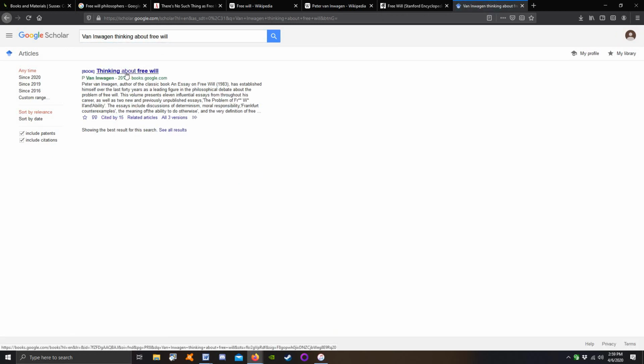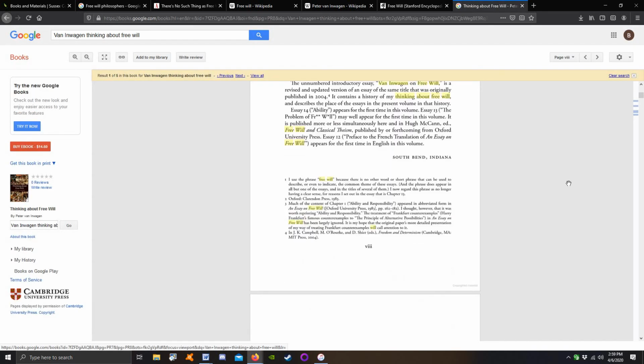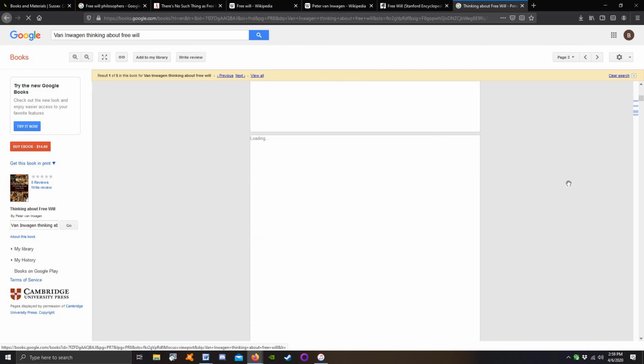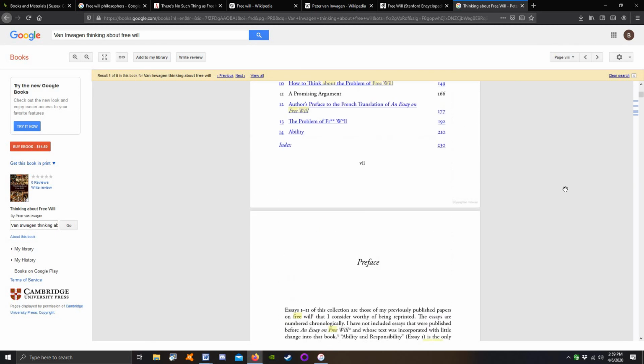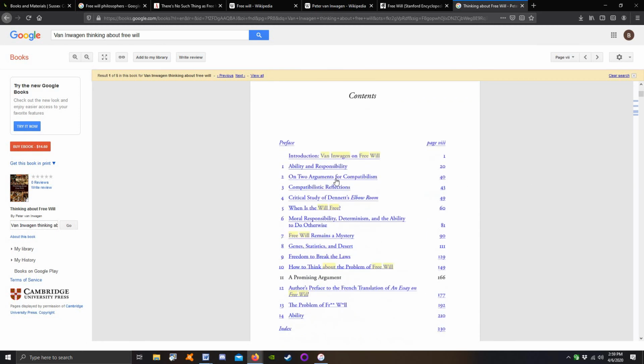So now we have the book citation. Now all we have to do is track this down. Oh look, part of the book is right here. We can look through it. It's admittedly not the whole thing, but this is what we've got to work with. So here we have arguments for compatibilism. We have, oh my gosh, it's good stuff.